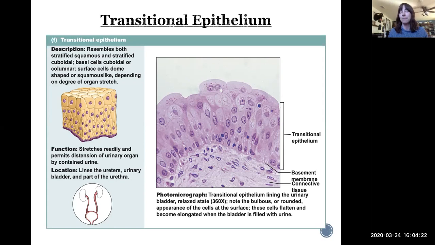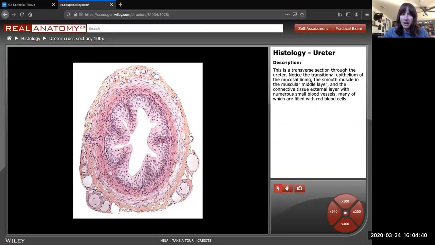So it's transitional because it transitions between looking like cuboidal and looking like squamous, depending on whether or not it's relaxed or stretched out. This stretching ability makes it most useful in the urinary bladder and associated structures like the ureters. So that's why that example over here of the ureter, which is the tube that connects your kidneys to your bladder, that tube is called your ureter, and it is lined by transitional epithelium, because it needs to be able to stretch as the fluid travels through it.